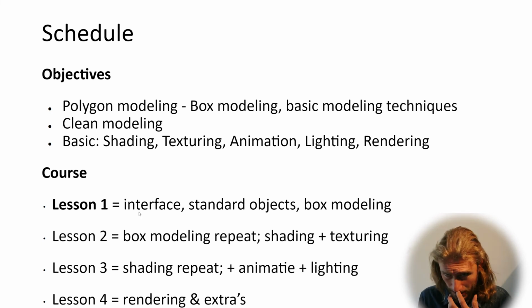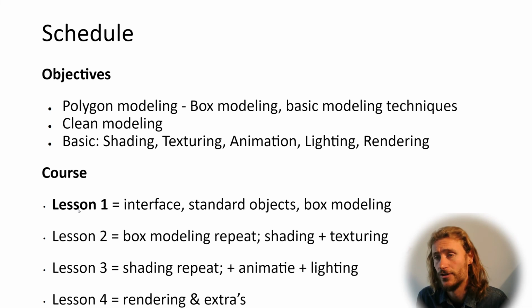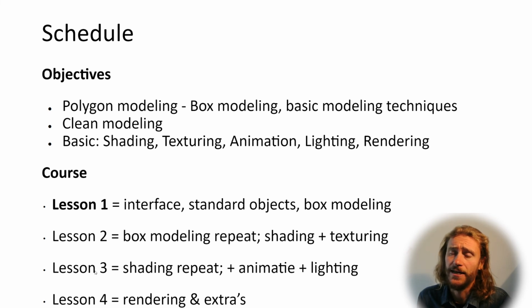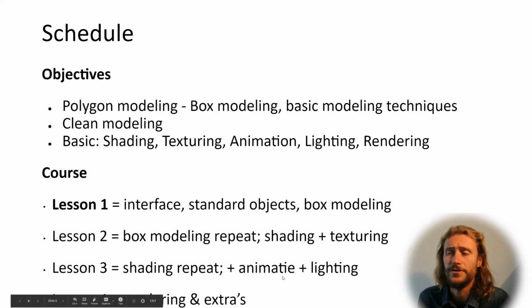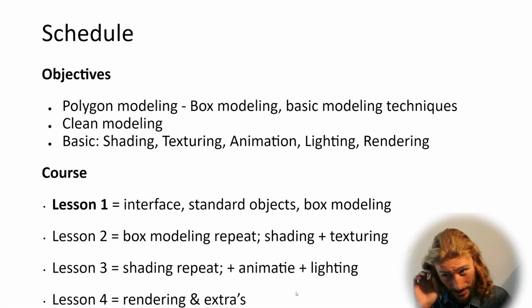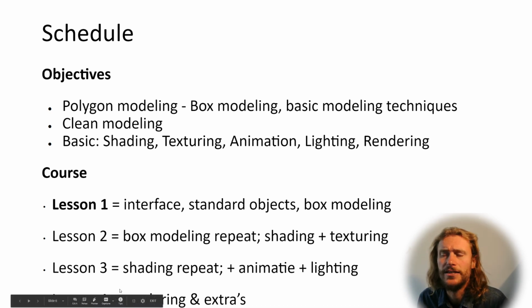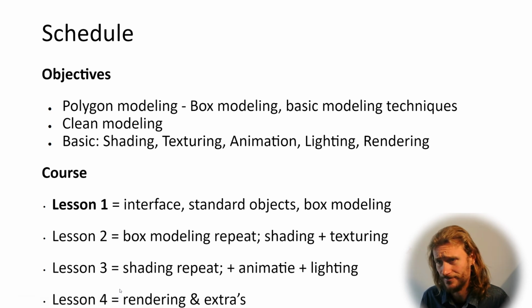You can see how the course is set up. In the first lesson we will cover the interface, some standard objects and box modeling, so mainly focused on the poly modeling part. The second lesson will be some repeat of the first lesson, and we'll cover shading and texturing there. In lesson 3 we'll look at shading again and some texturing, and we add some animation and maybe also look at some lighting. The last lesson will be rendering and some extras if we need that, and also some questions maybe about your project that we can dive into.